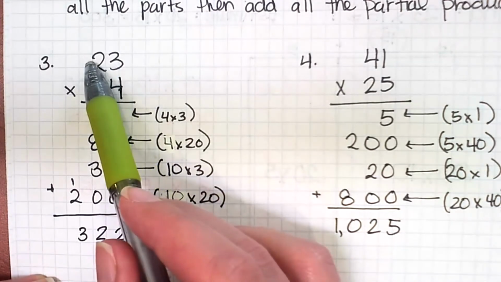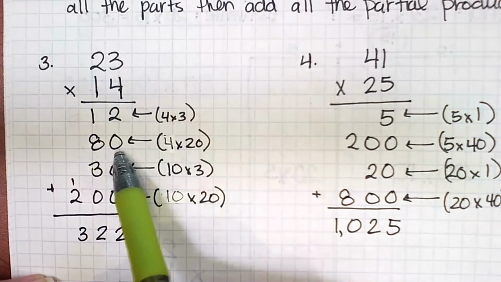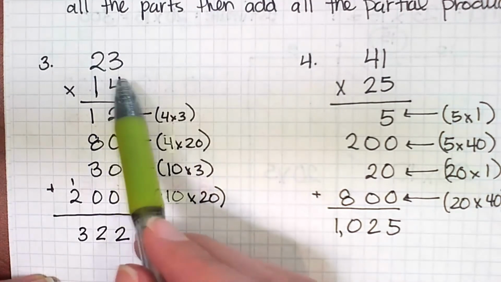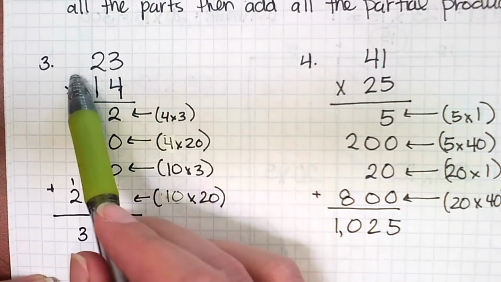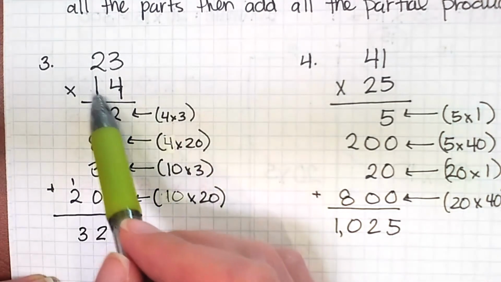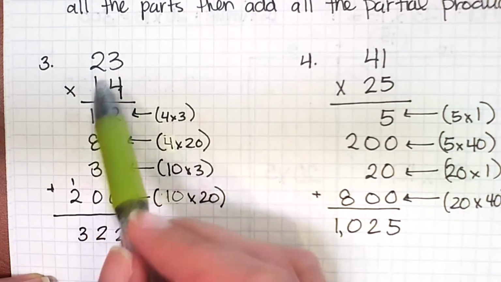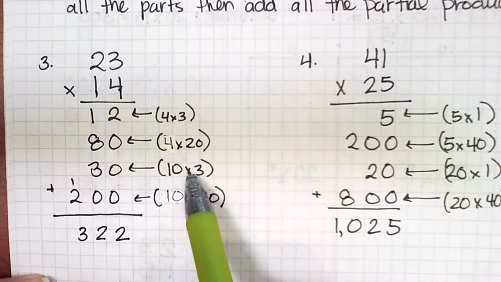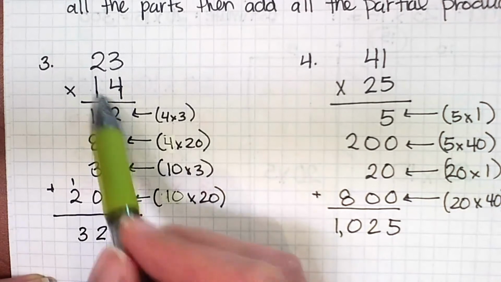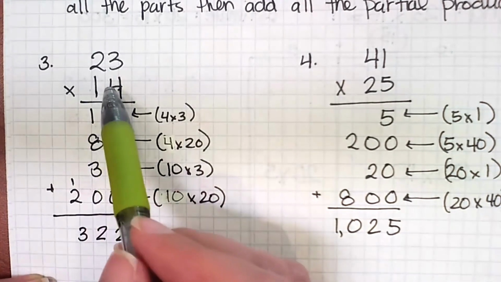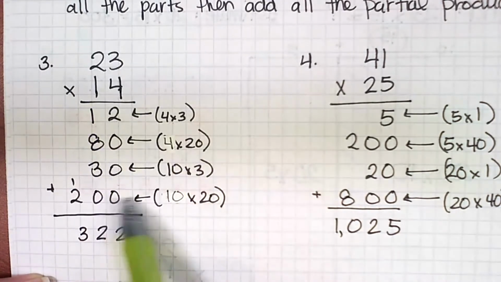So 4 times 2 tens, or 4 times 20, gave me 80. Now that I've used my 4 on all of those digits, what I have to do next is jump to my number in my tens place. So this is a group of 10. So 10 times the 3 in the ones place gives me 30. And then 10 times the 2 in the tens place, so 10 times 20, gives me 200.